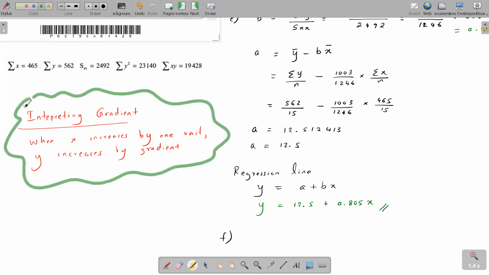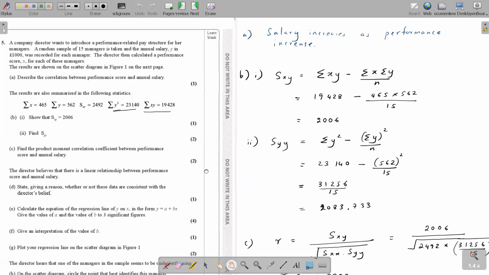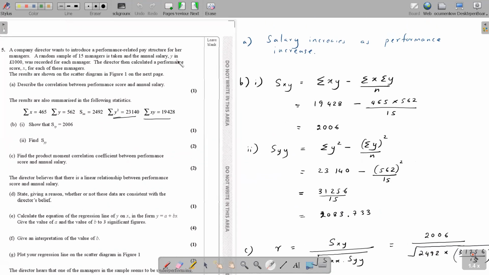You have to say who is x and y. Okay, so who is x and y? You need to mention it. What is your x here, children? X is the performance score, am I correct? Who is y? Y is the annual salary. Are you okay with that? Okay, so x is the performance score, y is the salary.